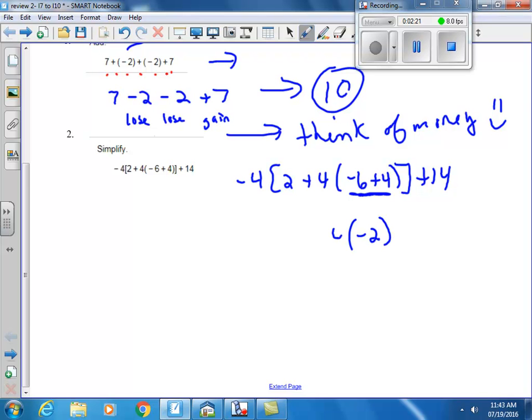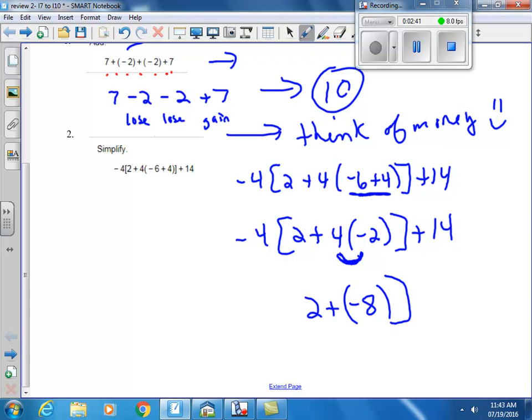And then I'm going to force myself to record everything. And that's the big thing. You have to force yourself to record everything. Now inside here, multiplication dominates. So 4 times -2 is -8. And again, forcing myself to record everything.